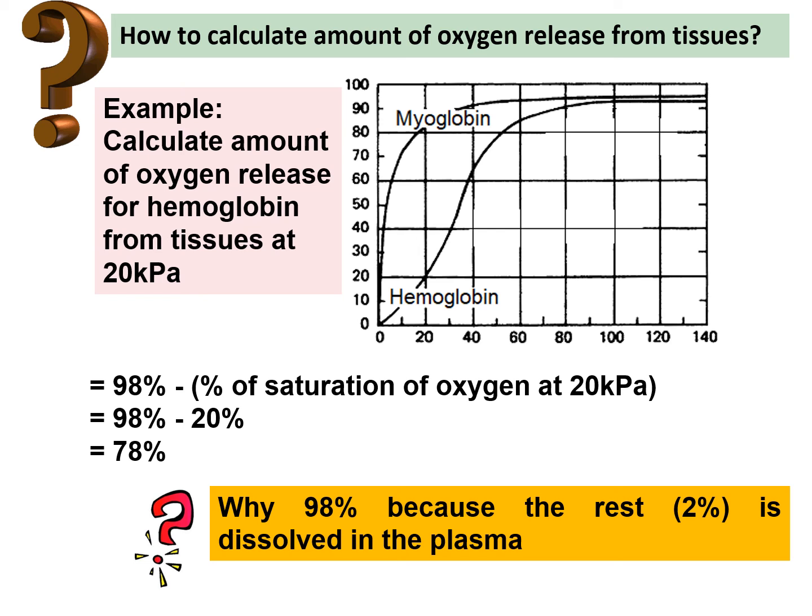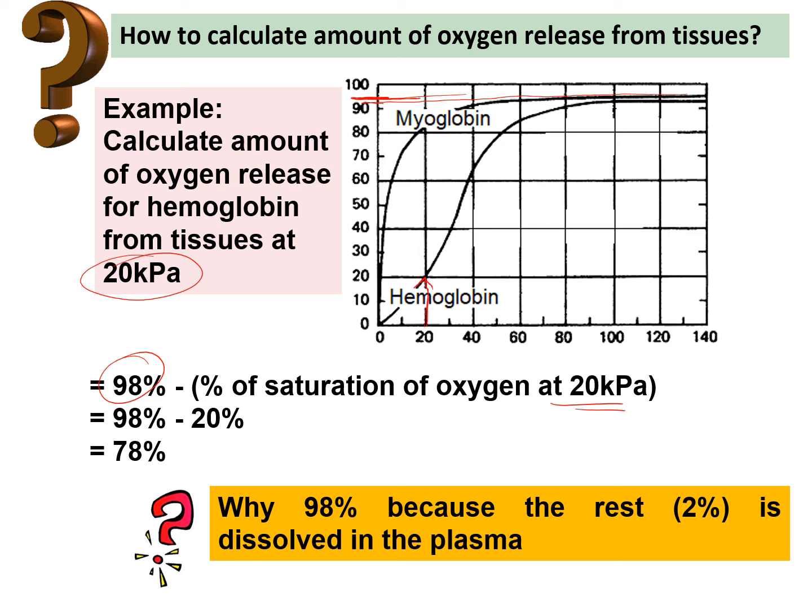Okay, now how to calculate amount of oxygen released from tissue? Okay, the maximum saturation is considered as 98%. Okay, at 98%. Then we minus the maximum with the percent of saturation of oxygen at 20 kPa. Okay, ni sebab soalan dia 20 kPa. So we go high.